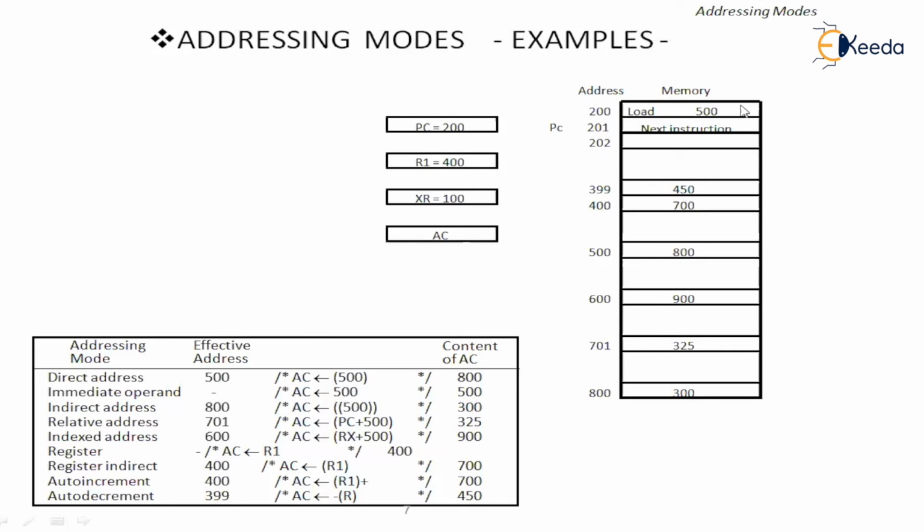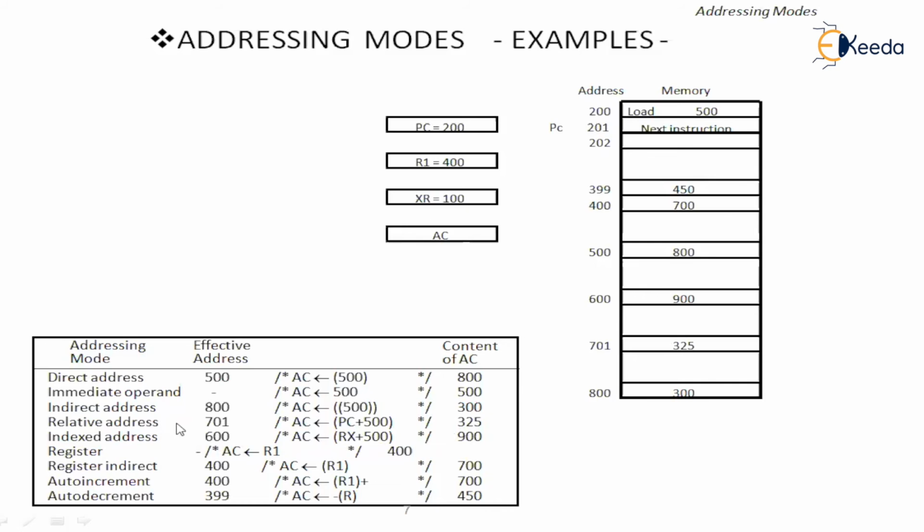Indirect addressing mode: this 500 contains one more address. Go to 500, there is one more address, that is 800. This 800 is no more an operand, rather it is one more address. Go to 800, get 300. 300 should be loaded into the accumulator. In the indirect addressing mode, the accumulator will receive the value 300. Memory of 500 is 800 and memory of 800 is 300.